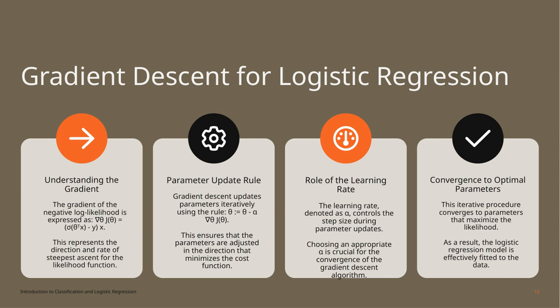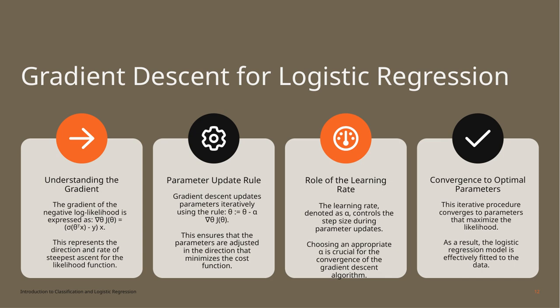Now, let's talk about the learning rate, alpha. This is a key hyperparameter because it controls how big of a step we take during each update. If it's too large, we might overshoot the optimal point. If it's too small, convergence can be very slow. Choosing the right alpha is essential for the gradient descent algorithm to work effectively and efficiently.